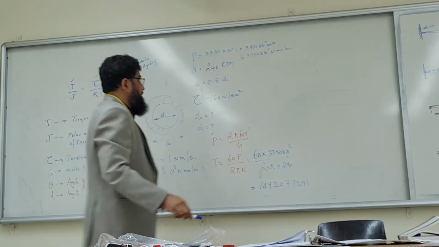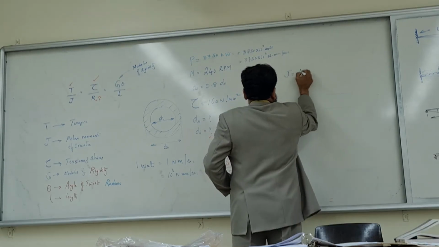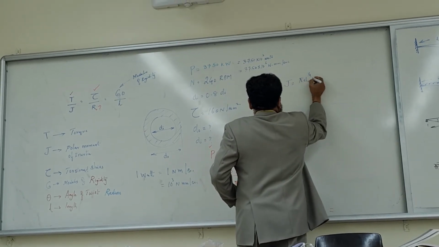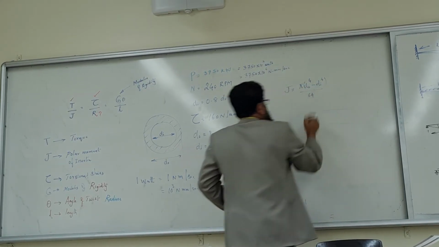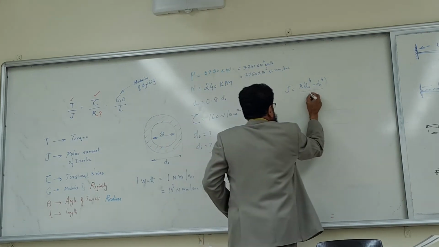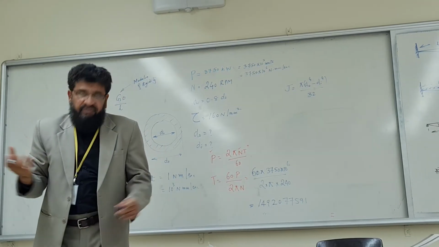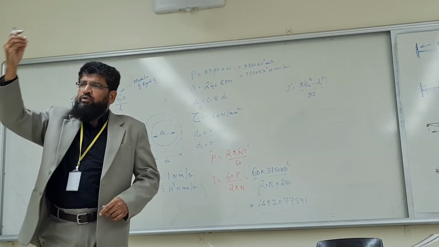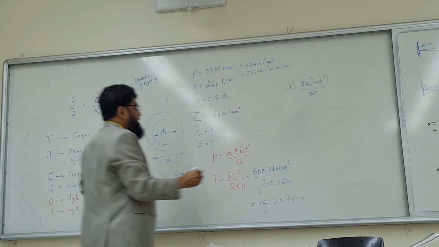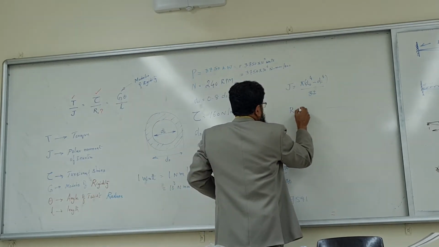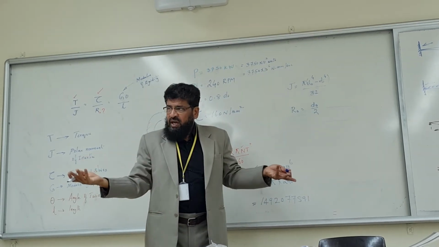Now let's find out the value of J. J is equal to pi times (d naught to the power of 4 minus di to the power of 4) divided by 32. Sorry, 32. This is the polar moment of inertia because it is a hollow shaft. If it is a solid shaft, you will simply write pi d to the power of 4 by 32. That's all. And then what is the value of R naught? R naught is equal to D naught divided by 2, the outside diameter divided by 2.